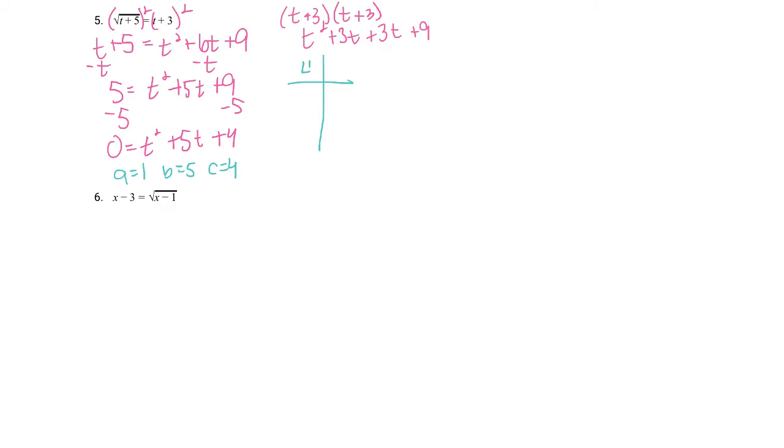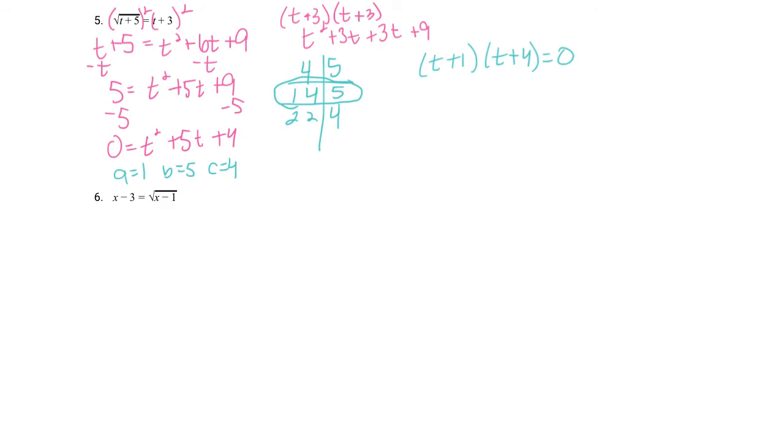A times C is 4, B is 5. We want the factors of 4 that add up to 5. 1 times 4, 2 times 2. 1 plus 4 is 5, 2 plus 2 is 4. This is the row we care about. So we're going to have t plus 1 times t plus 4 equals 0.